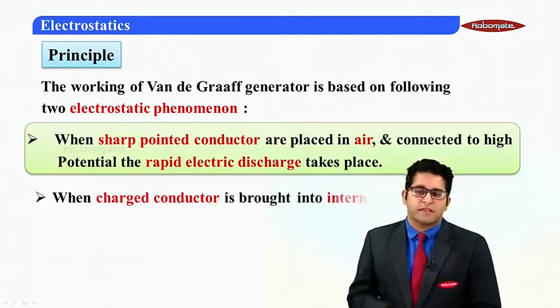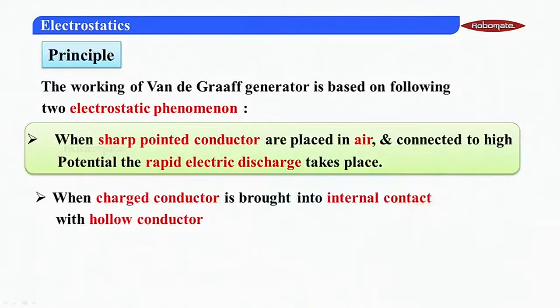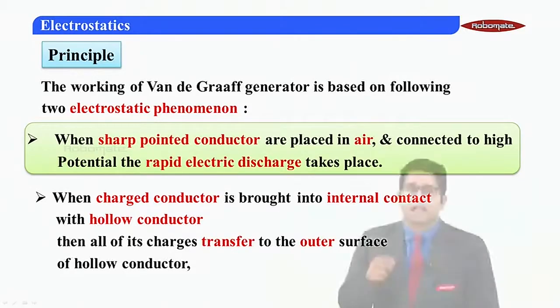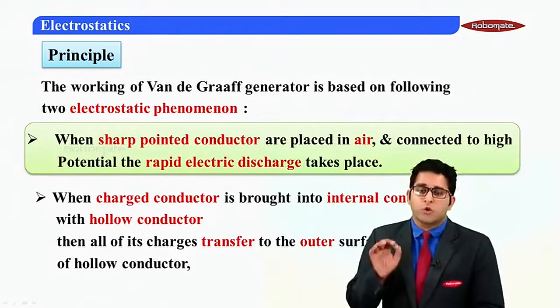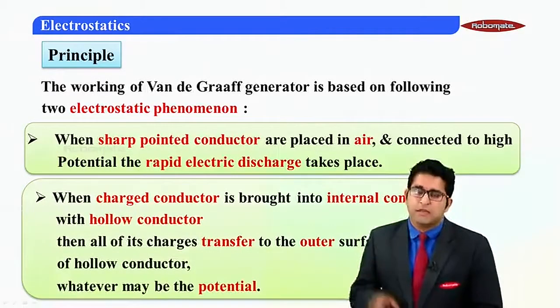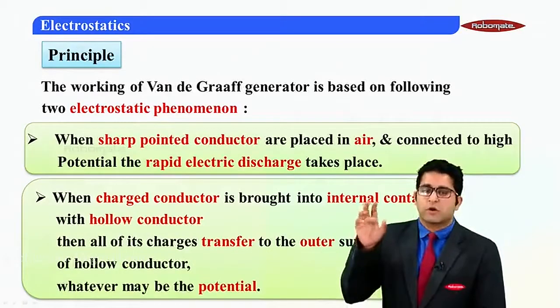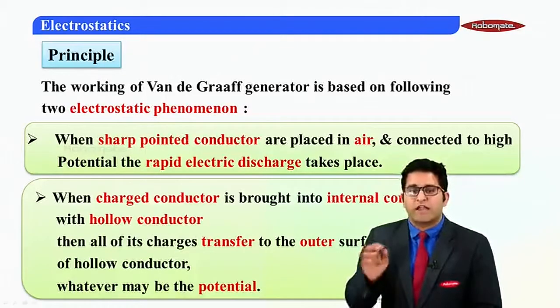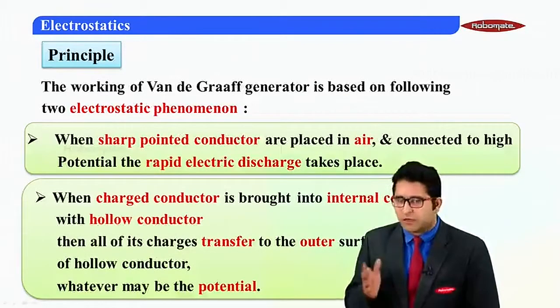And the second phenomena is when a charged conductor is brought into internal contact with a hollow conductor, then the charges will be transferred to the outer surface of the hollow conductor. So the charges given to the inner surface will get transferred to the outer surface, no matter whatever may be the value of potential over there, right? So based on these two phenomena, the working of Van de Graaff generator is based, right? Now let us move further.